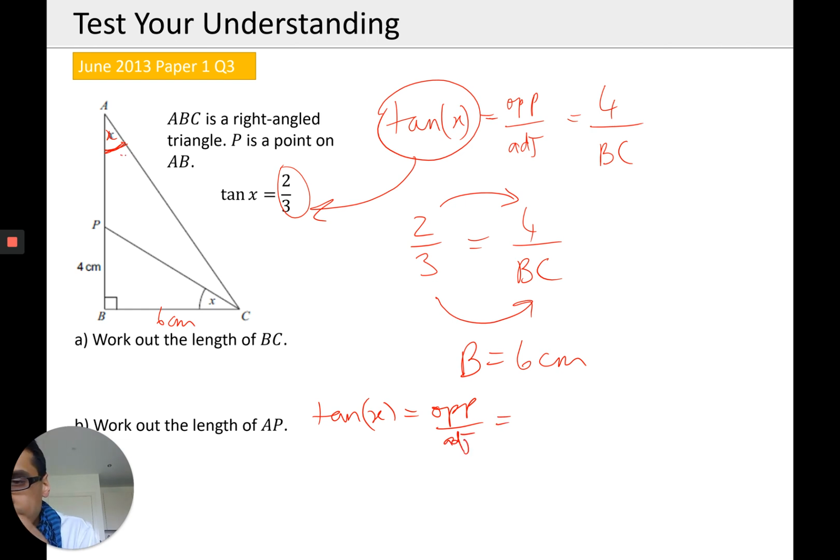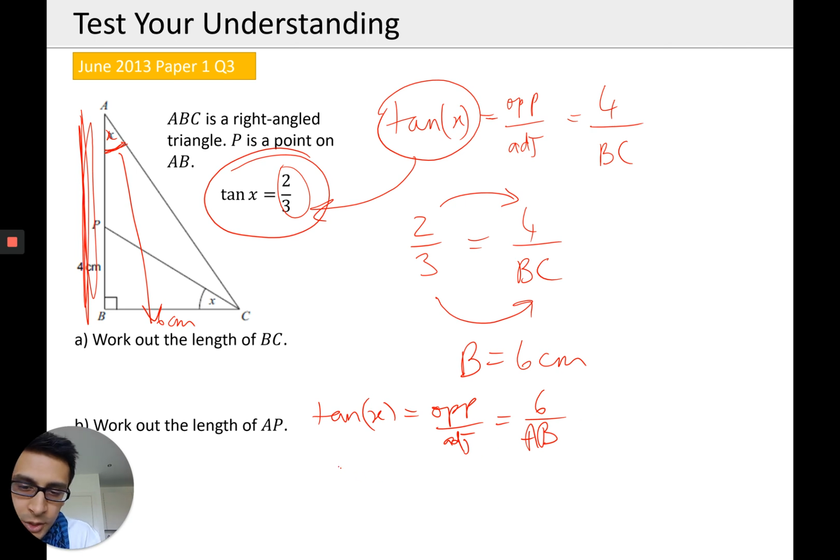Now, the opposite in this case is going to be 6, which we've just worked out, and the adjacent, well, we don't know that length there, so we'll call it AB because it's labeled AB. We know that this applies as well. Tan x is 2 over 3, so 2 over 3 equals 6 over AB. Now, you can again just see, just multiply the numerator and denominator by 3 over 3. So we end up with AB is equal to 9.